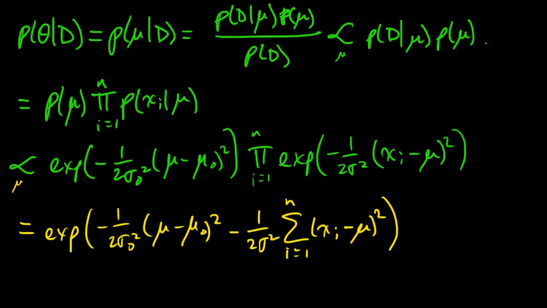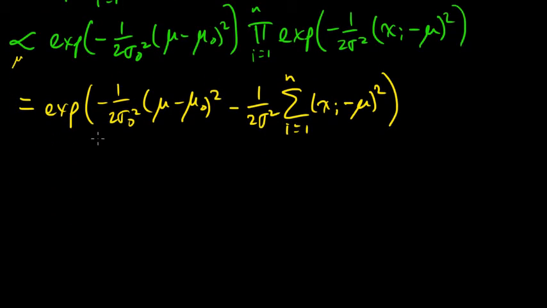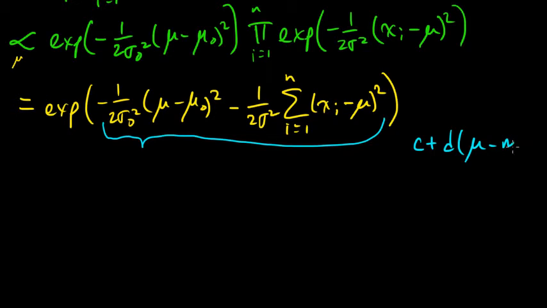So let's see exactly explicitly how that happens. We're going to look at this part, and I want to get this in a form that looks like some constant plus another constant times mu minus some other constant m squared. This is going to be like the mean of the distribution, and this is going to go into the constant of proportionality, and this will tell us something about the variance. So let's see if we can do that.